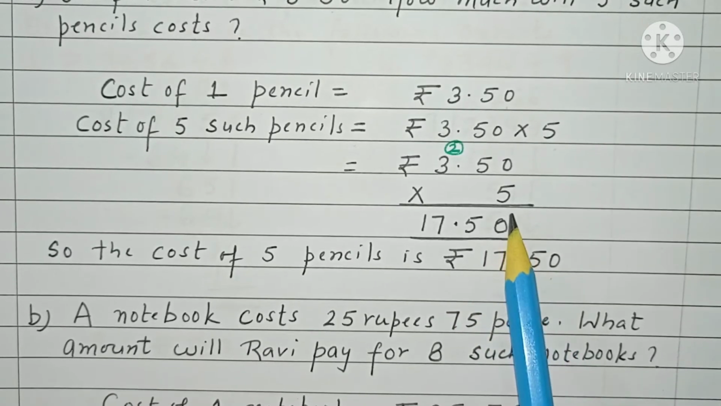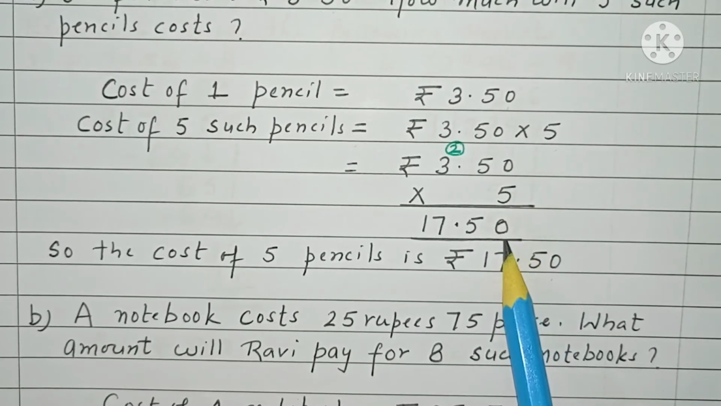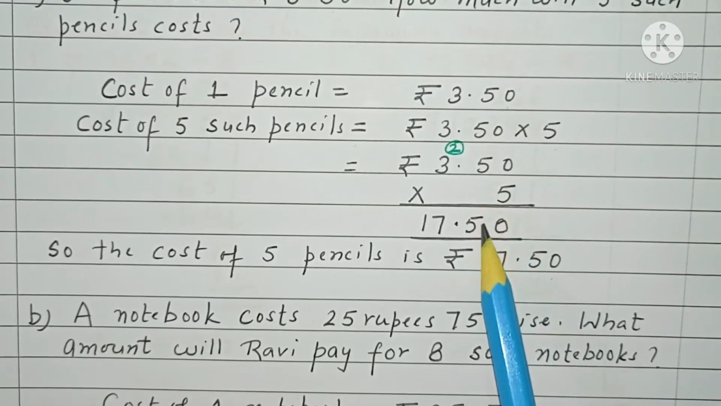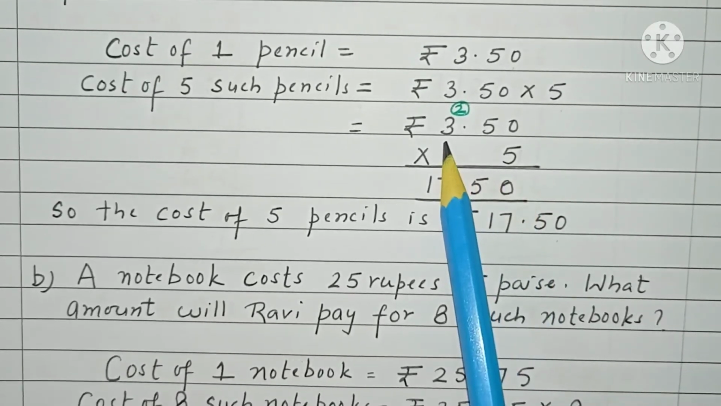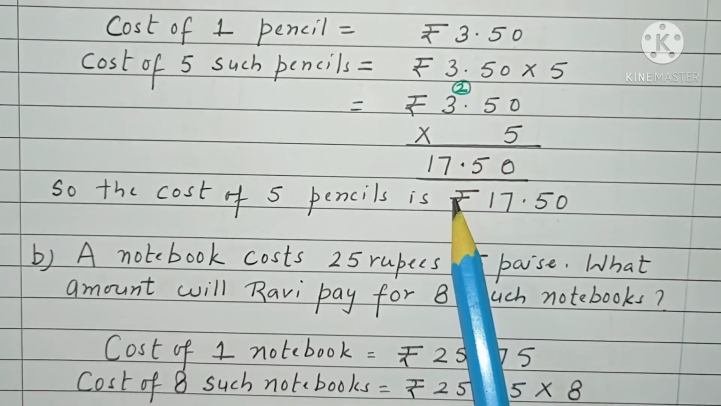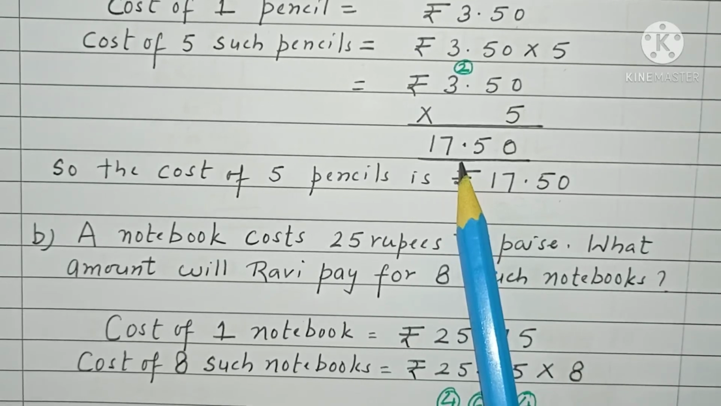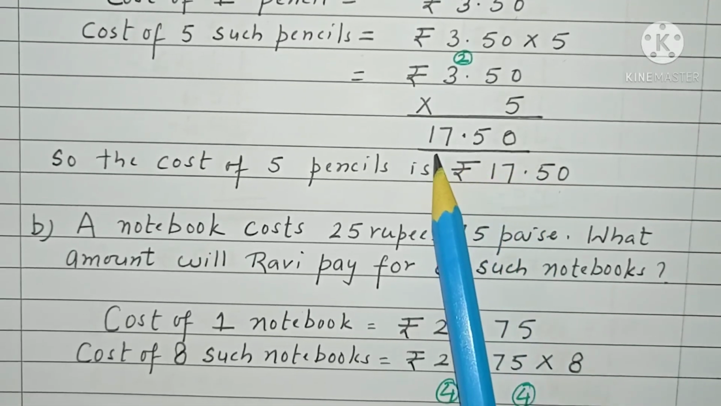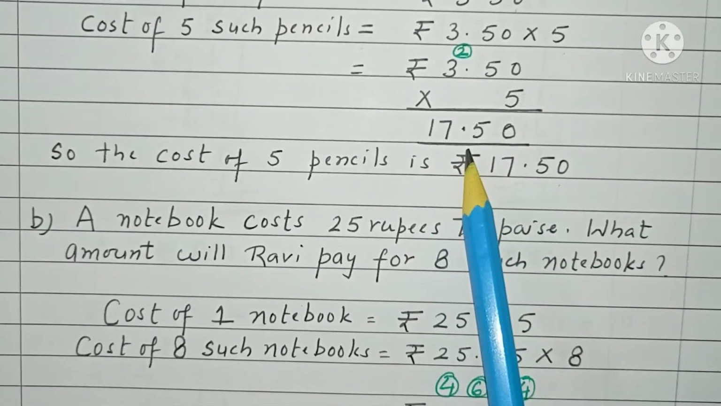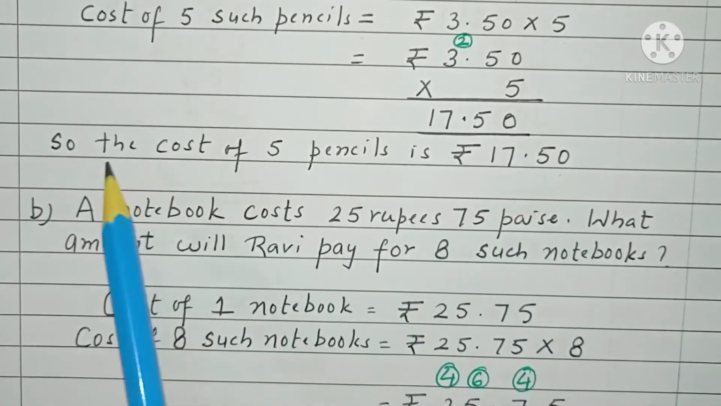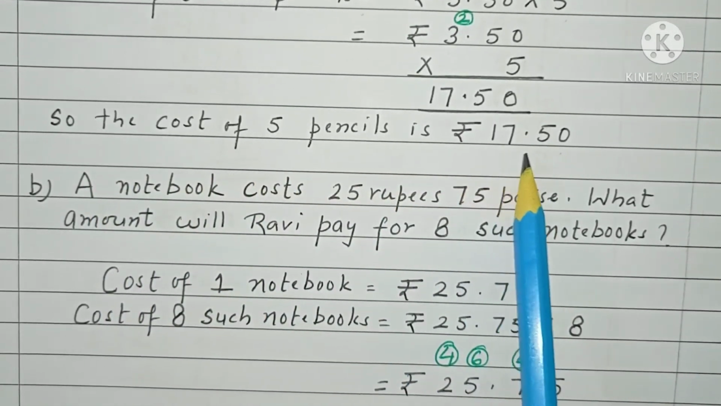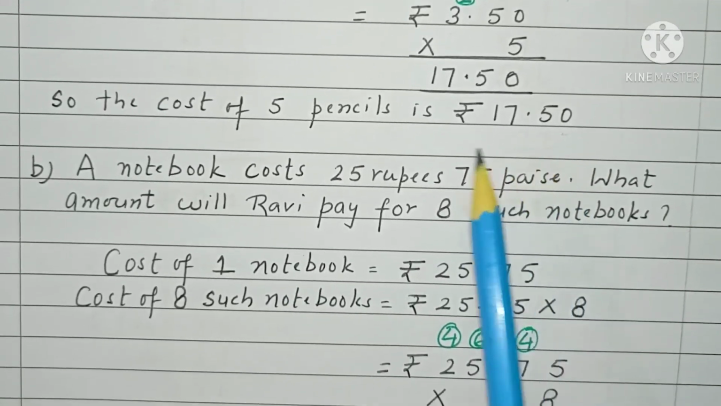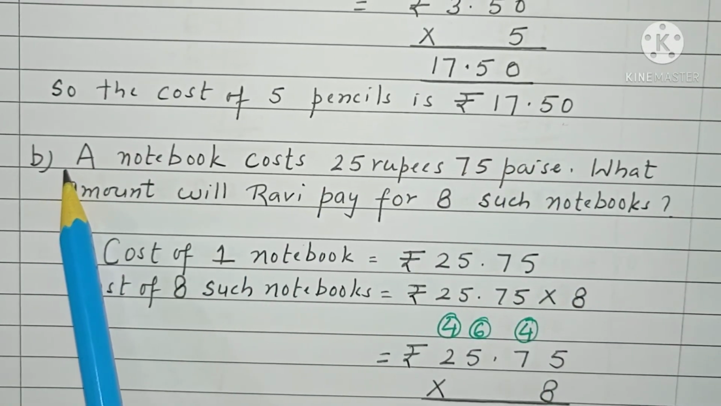When we multiplied it, the answer comes out to be rupees 17.50. As we can see here, 5 zeros are 0, 5 fives are 25, 2 is the carryover, 5 threes are 15 plus 2, 17. Putting a dot, counting 2 digits from the right, it is rupees 17.50. So, the cost of 5 pencils is rupees 17.50.